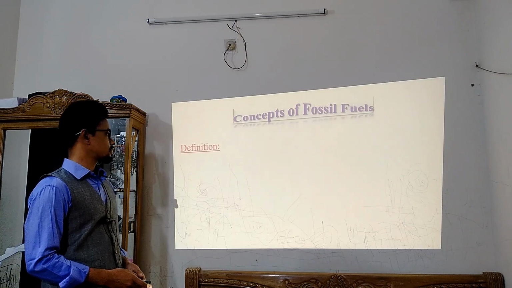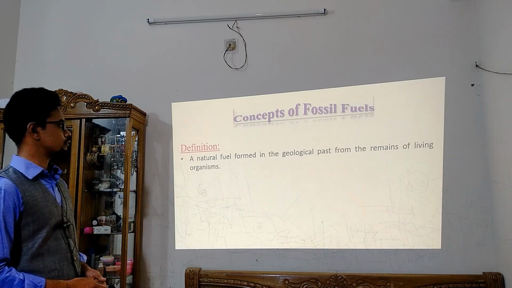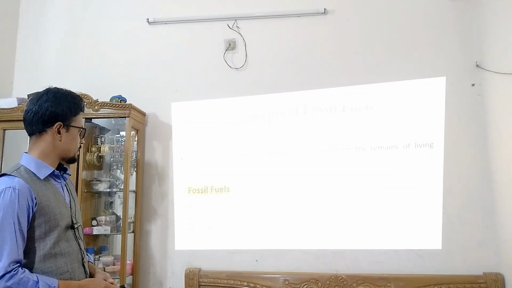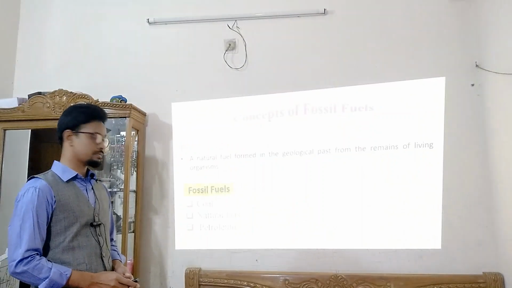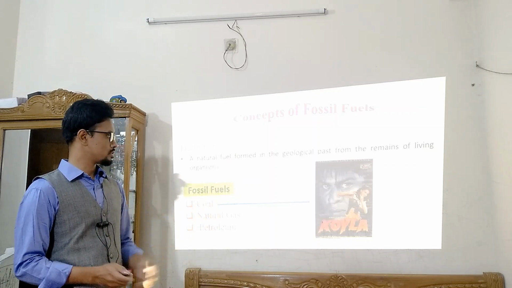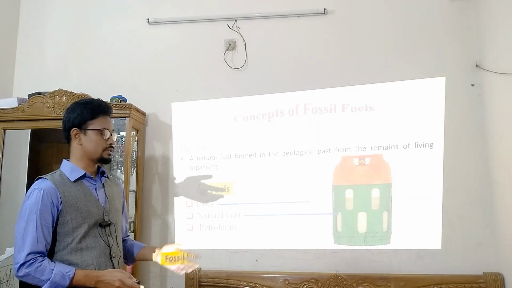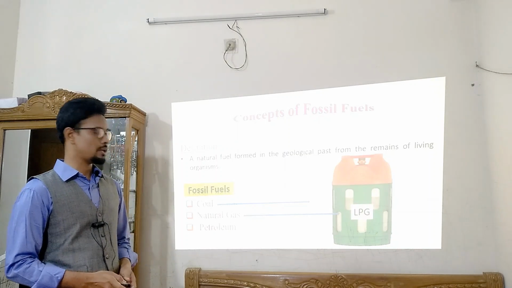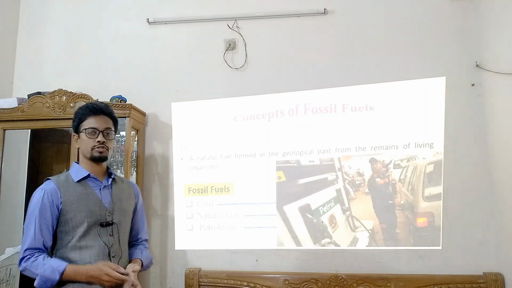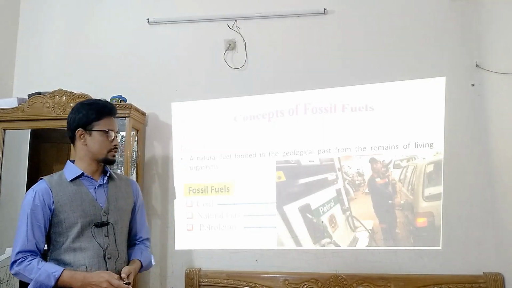Concepts of fossil fuels. There is a definition for you: a natural fuel formed in the geological past from the remains of living organisms. Fossil fuels are of three types: coal, natural gas, and petroleum. Coal means koila in Bangla. This is not koila; here it is, the Barapukuria coal mine. Natural gas we use as LPG, liquefied petroleum gas. And from petroleum we get oil, petrol, octane, and diesel, which we use to drive our cars, our bikes, etc.